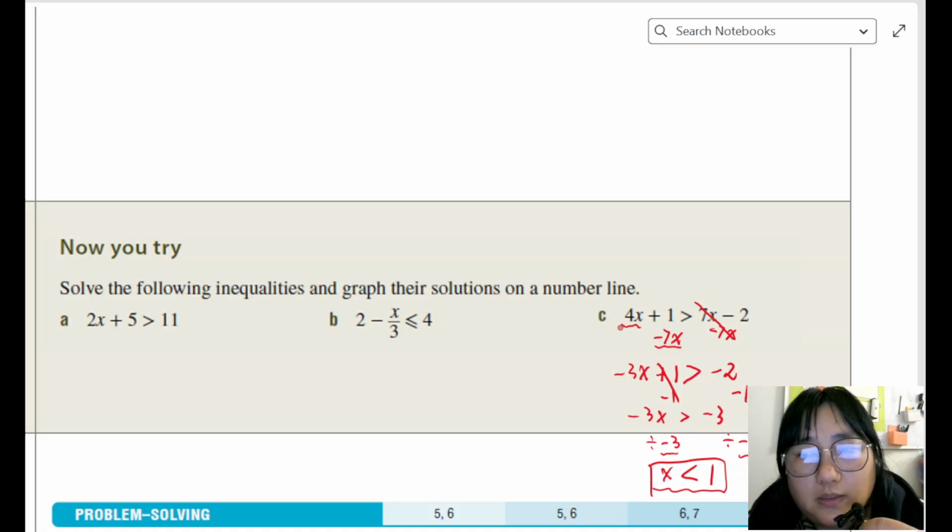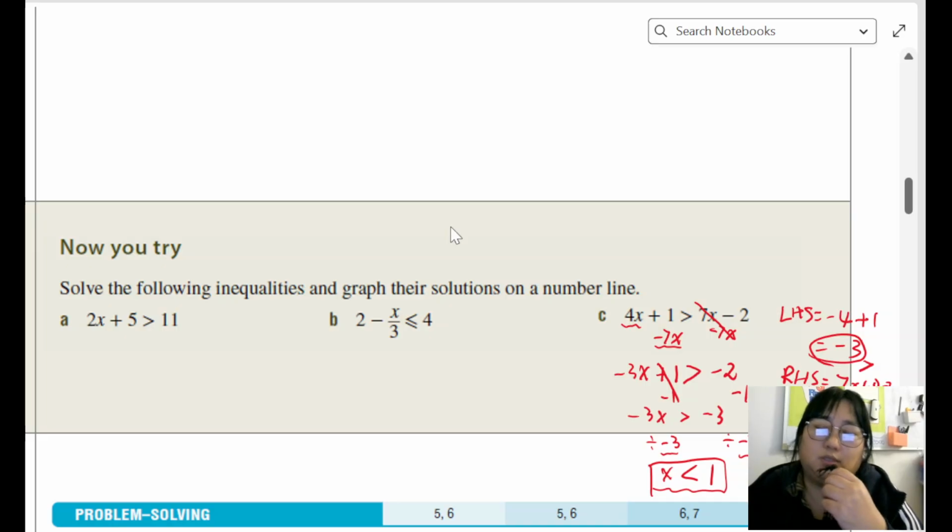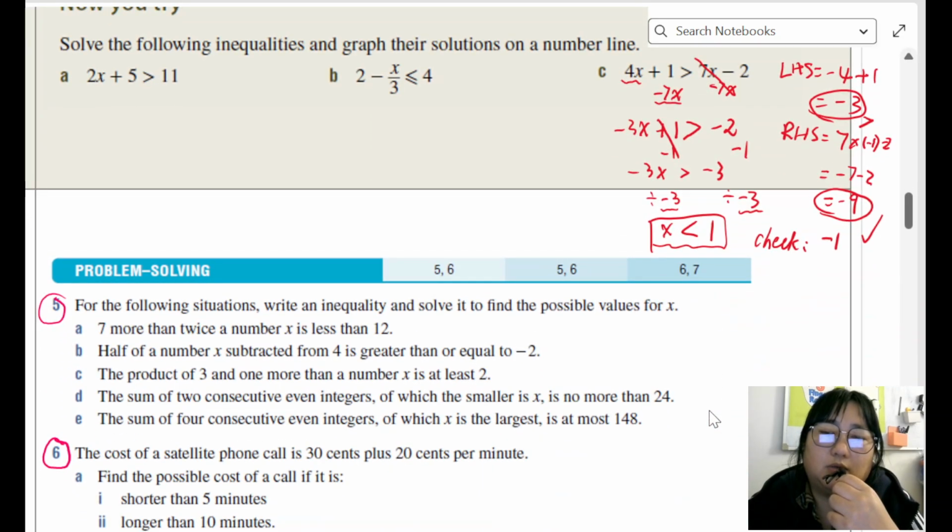Now -1. On the left hand side, 4 times negative 1 is negative 4, plus 1, so that is negative 3. And the right hand side is 7x minus 2, so 7 times negative 1 is negative 7, take 2, negative 9. So we see, is negative 3 greater than negative 9? Yes, it's right. Okay, so guys, you can use this way to check the solution. So are you on the right track or not?